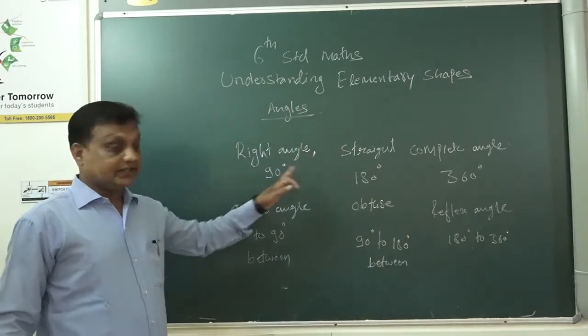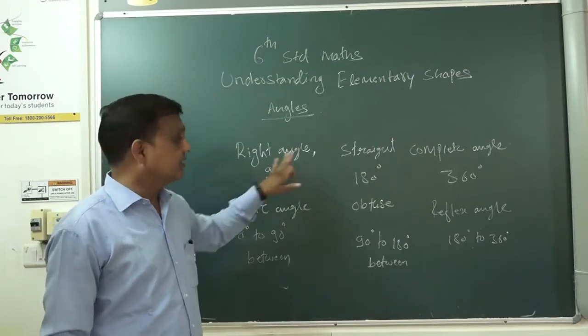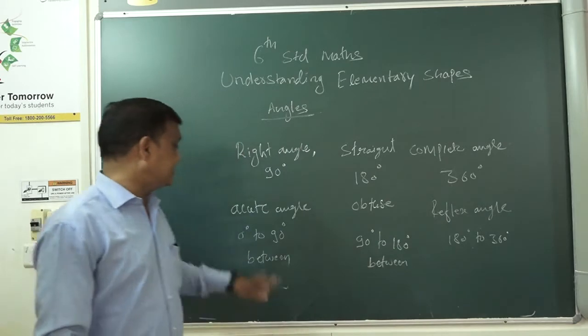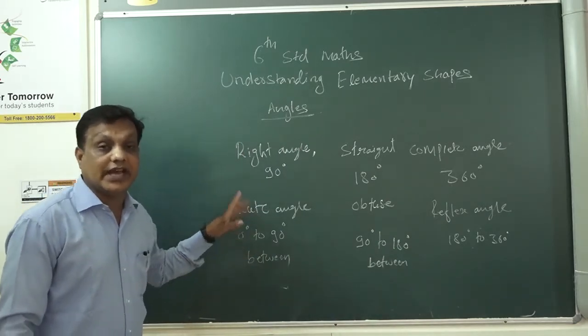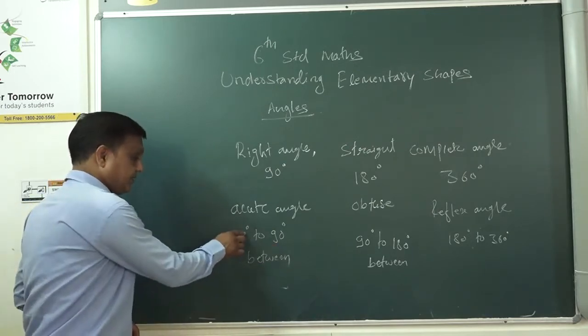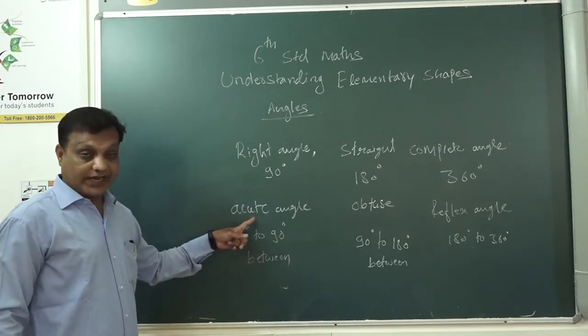Already we saw right angle, straight angle, complete angle. Right angle is 90 degree, straight angle 180 degree, complete angle 360 degree. Now we are seeing acute angle. What is acute angle? Acute angle means an angle which measures between 0 to 90 degree. That is called acute angle.